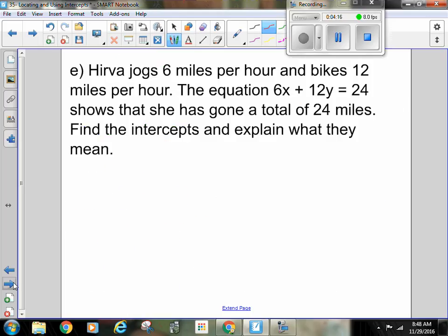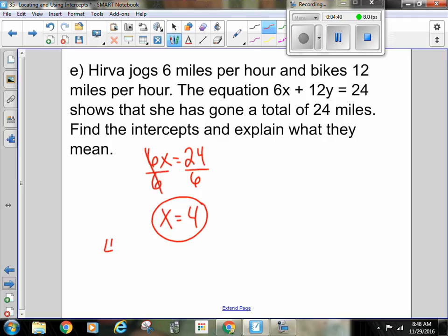Last one. Herva jogs 6 miles per hour and bikes 12 miles per hour. The equation 6x plus 12y equals 24 shows that she has gone a total of 24 miles. Find the intercepts and explain what they mean. Okay, so if I find my x-intercept, I cover up my y, so I get 6x equals 24. I'm going to divide by 6, so x equals 4. So what this means is she jogs 4 hours and bikes none.